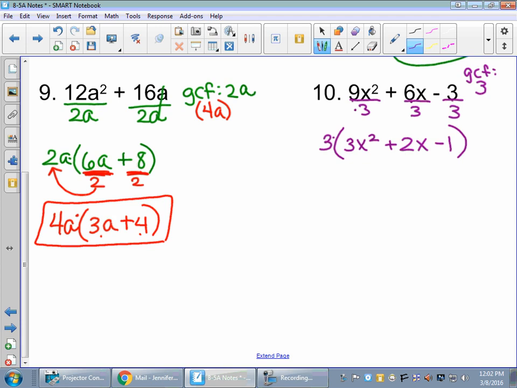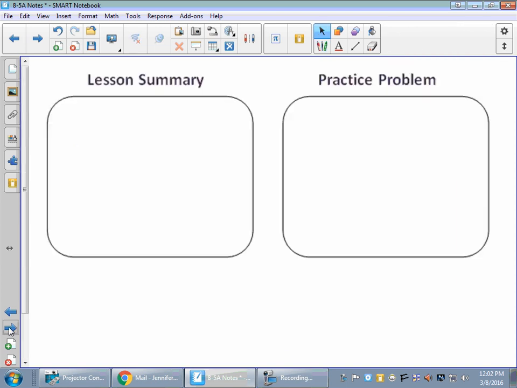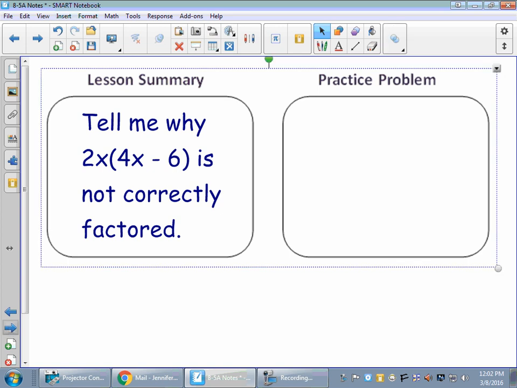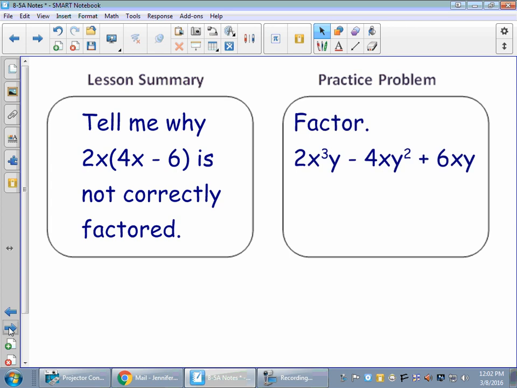However many terms we divided up here, they should be the same number down here. Many times, with this negative 3 divided by 3, people cancel it, and it simplifies to 1. So a lot of times we miss that minus 1 at the end. And that's your factored form. There's no more factoring that can be done. All right, so here's your last part. I want you to tell me what's wrong, why that is not factored correctly, and I need you to factor this problem completely.